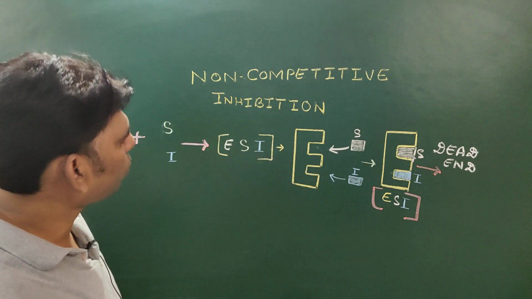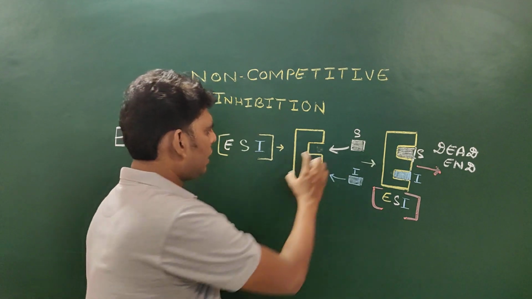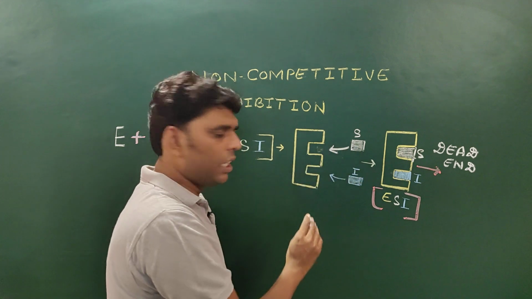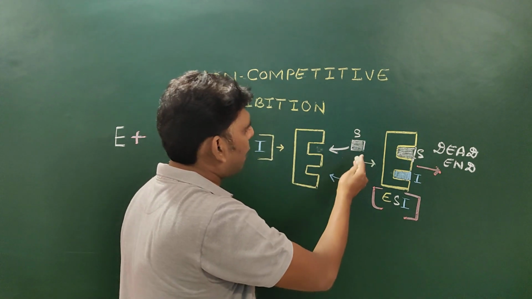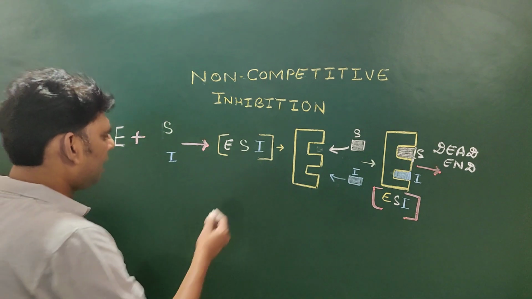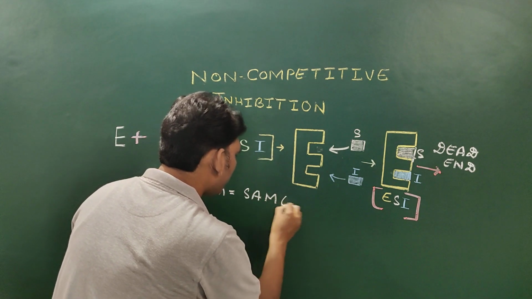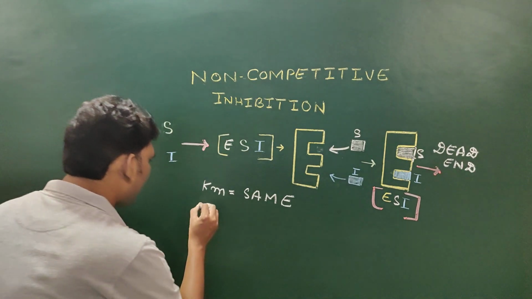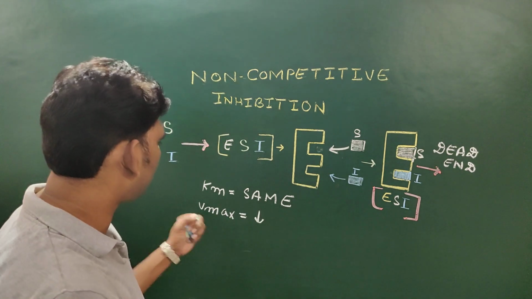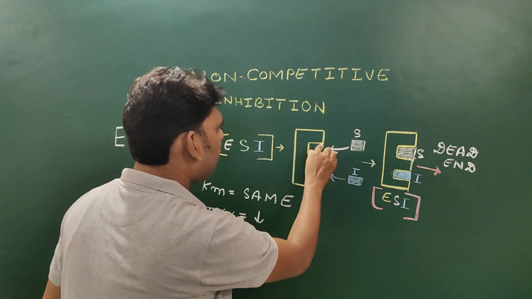Now students, as I told you, the binding of substrate and the binding of inhibitor takes place at different sites. It means the affinity of enzyme with the substrate is not affected by the inhibitor, and the binding of inhibitor does not affect the binding of substrate with the enzyme. So in both cases the Km remains the same, but binding of inhibitor decreases the Vmax. Maximum velocity decreases due to the binding of inhibitor. And Km remains the same, it means the affinity of the enzyme with the substrate remains the same.